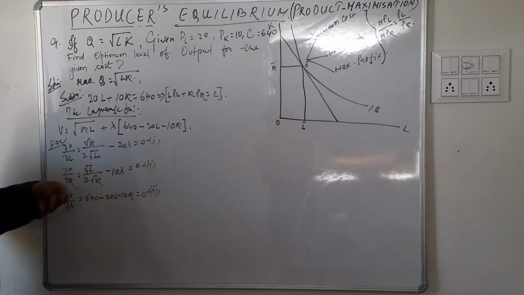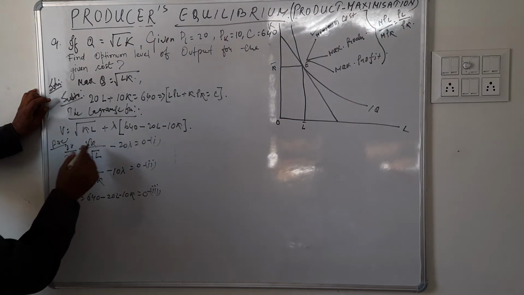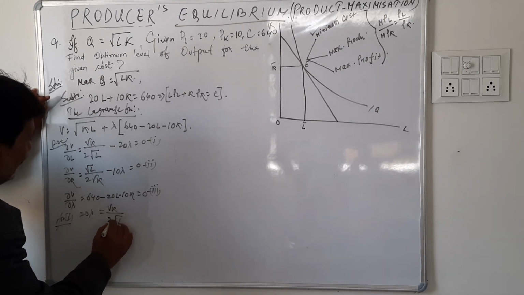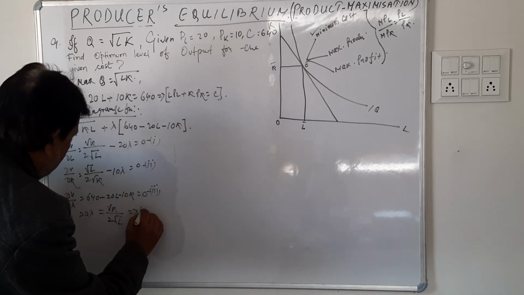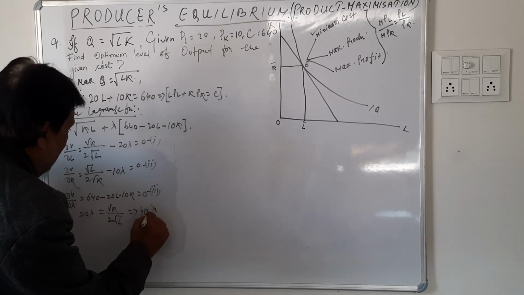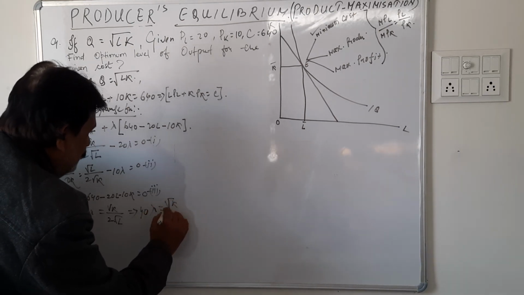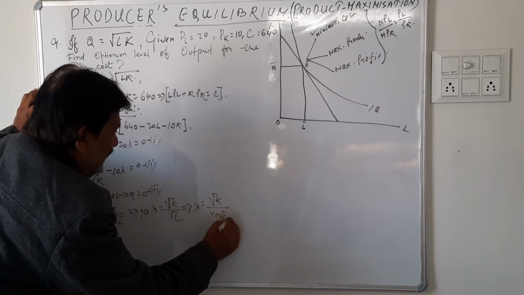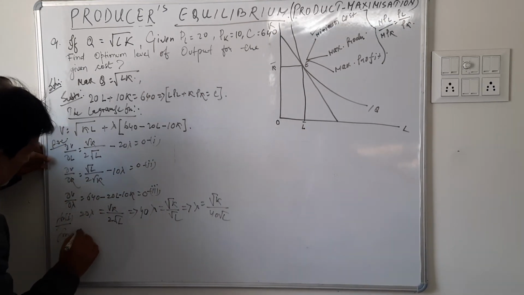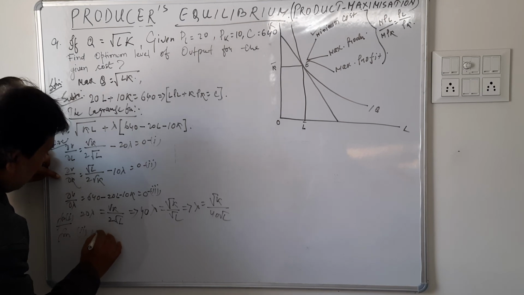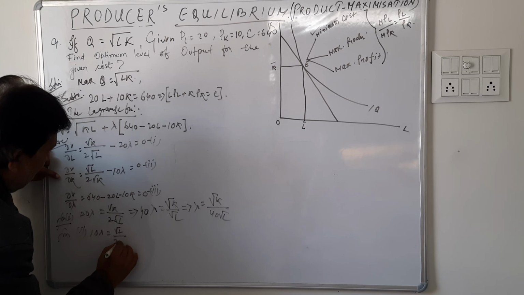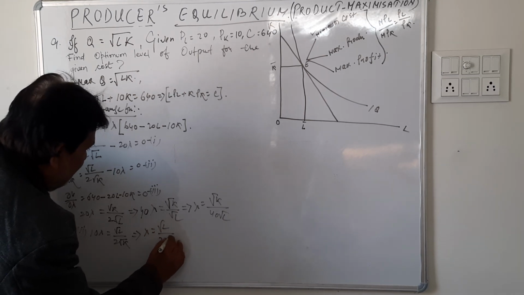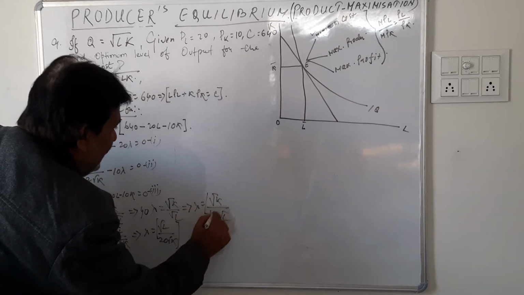From the upper two equations, we have to find the value of lambda. So from 1, 20 lambda is root K by 2 root L. So 40 lambda is root K by root L, thus lambda is root K by 40 root L. From 2, 10 lambda is root L by 2 root K. So lambda is root L by 20 root K. This is lambda, this one is lambda, these two have to be equated.